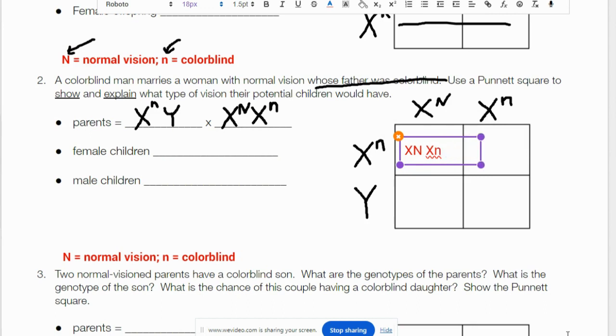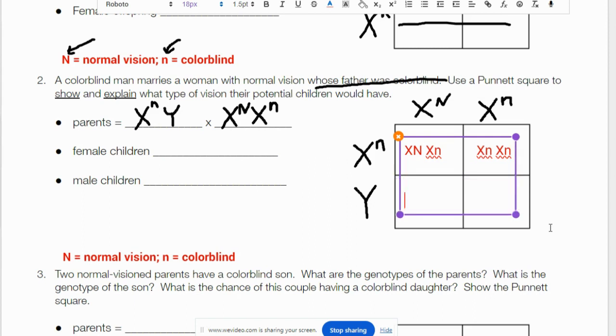This daughter over here, from mom, X little n. From dad, X little n. The very rare case of a colorblind female, because she got the colorblind allele from her mom. The other one is a carrier. She does carry the colorblind allele, but she's not colorblind herself. But her daughter right here is.